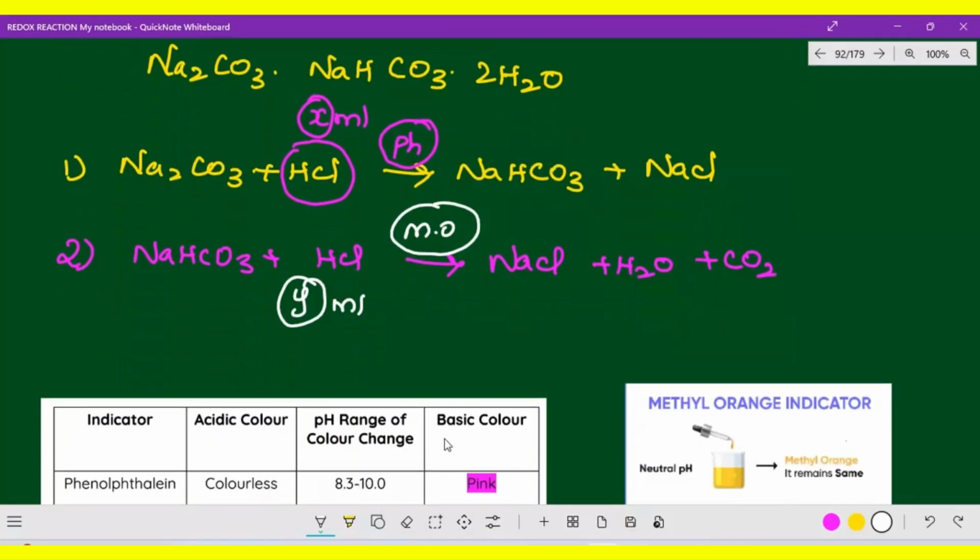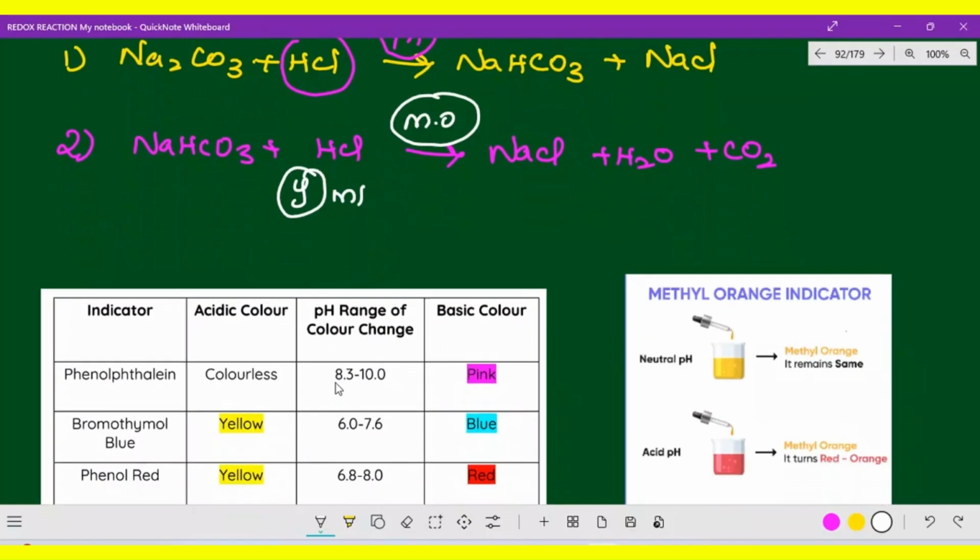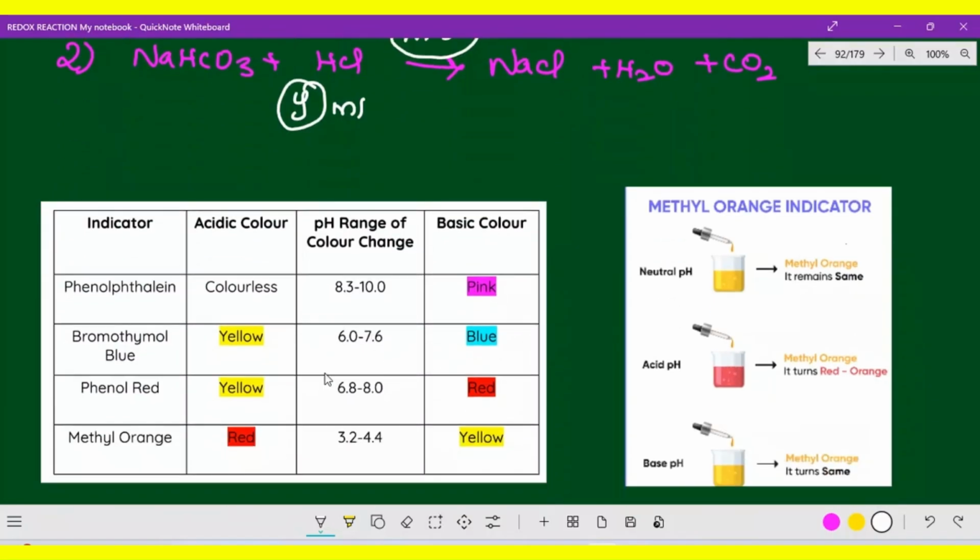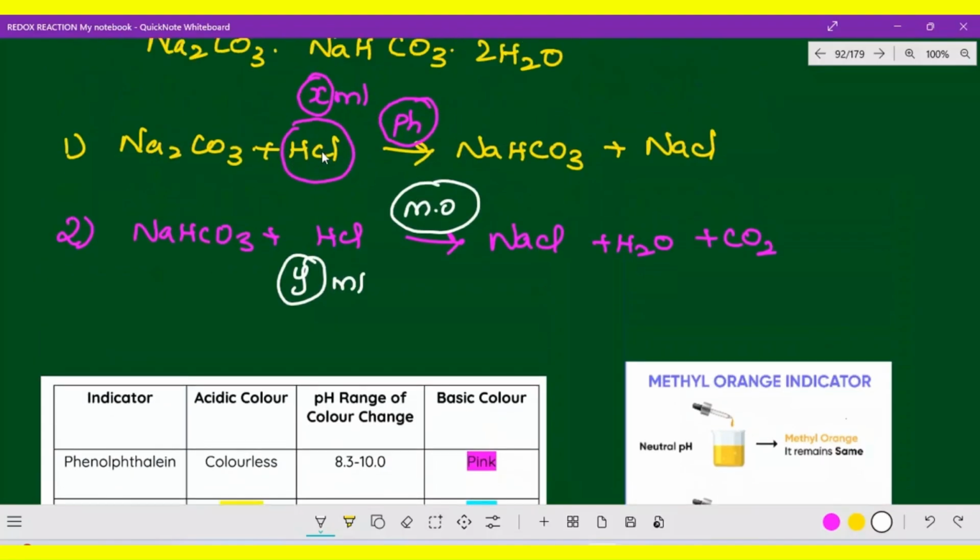Now we have to identify the volume of HCl we are using for these. I just bring this idea so you understand the purpose of the indicator. Why do we use an indicator? To know whether the reaction is completed or not. When we add phenolphthalein to Na2CO3 plus HCl, it is colorless in acidic medium. But as X ml of HCl is added drop by drop and the reaction proceeds, you will get a pink color when it has completely reacted.